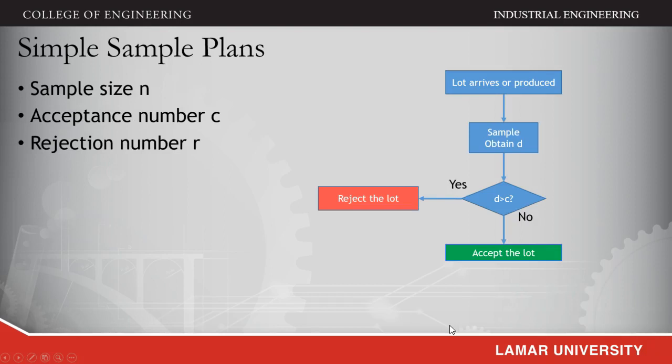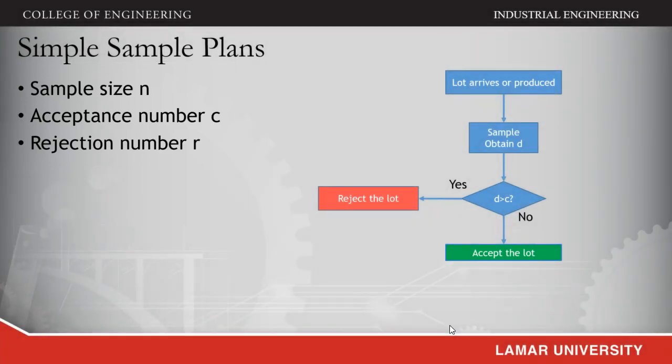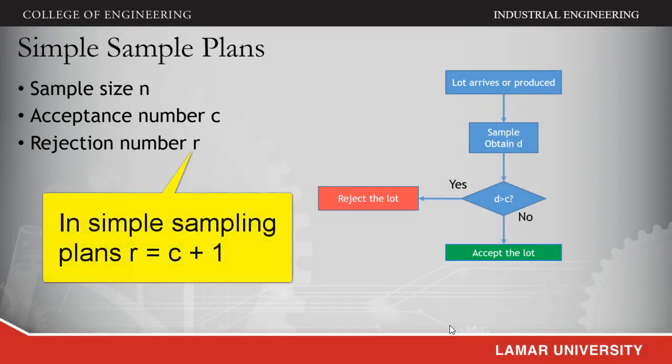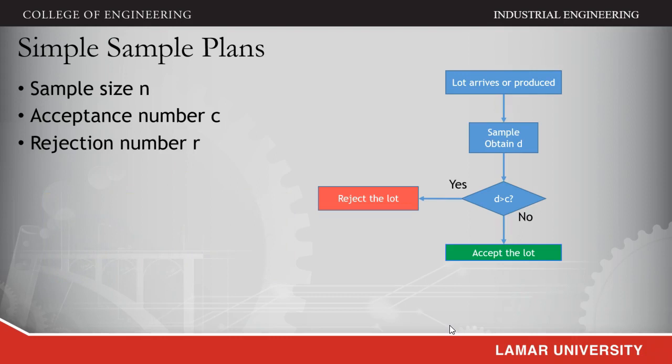Here we have a diagram that represents the flow of decision making when we have a simple plan. Essentially, we need three parameters: the sample size n, the acceptance number, and the rejection number. Typically, the rejection number is the acceptance number plus 1, in such a way that we know with clarity where we are standing depending on the number of defects that we have.